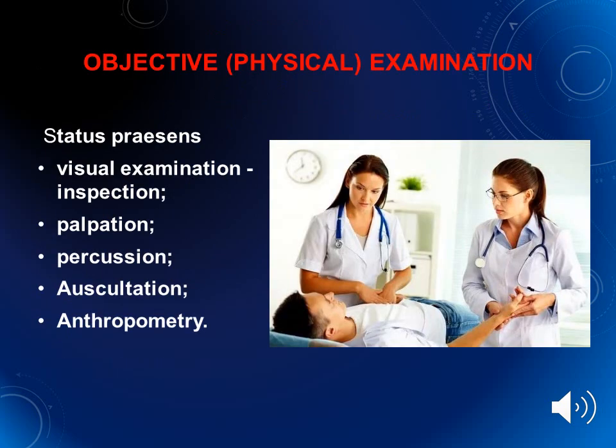The next step after subjective examination is to determine the patient's present condition or status praesens by means of the following physical methods of examination: visual examination or inspection, palpation, percussion, auscultation, and anthropometry.